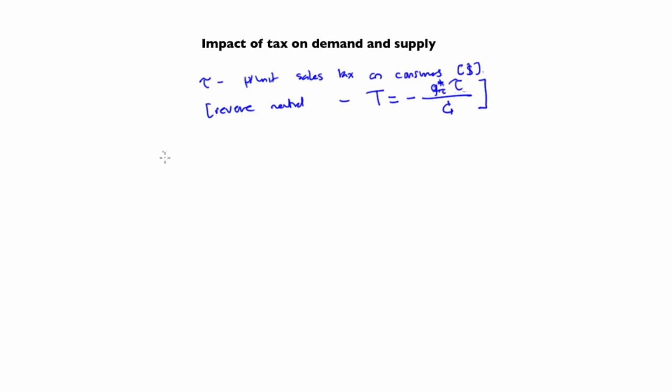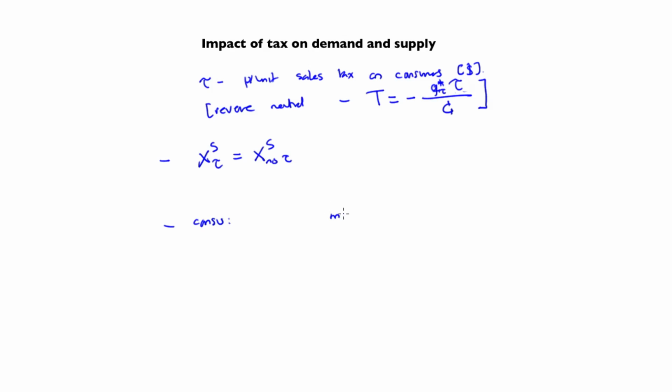Now let's investigate what is the effect of the tax on producers and consumers. For producers, the tax has no effect. It doesn't affect the profit maximization problem, so we know that the supply with the tax is equal to the aggregate supply without the tax. Now let's look at the consumers.